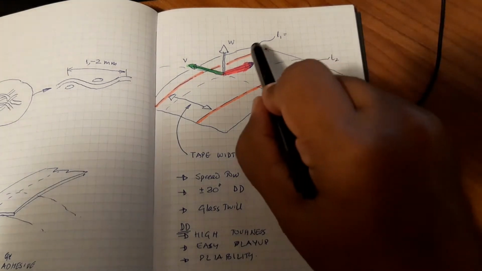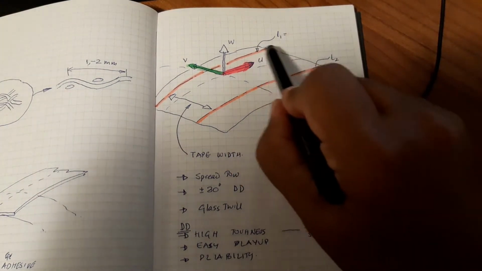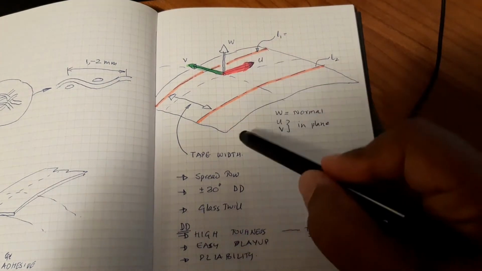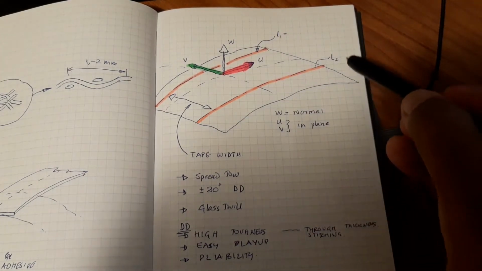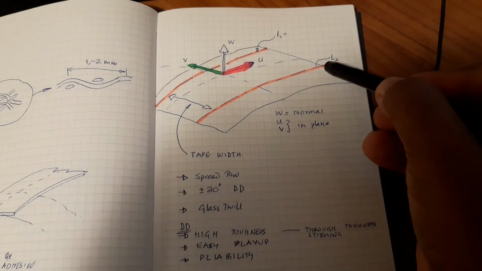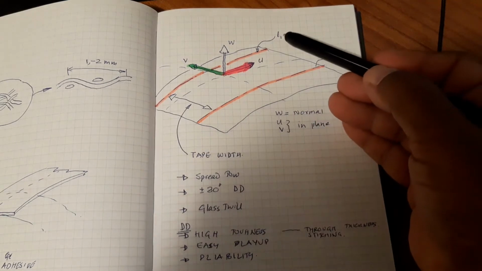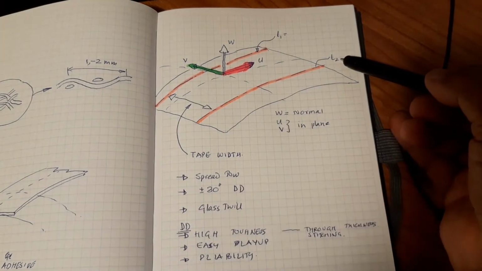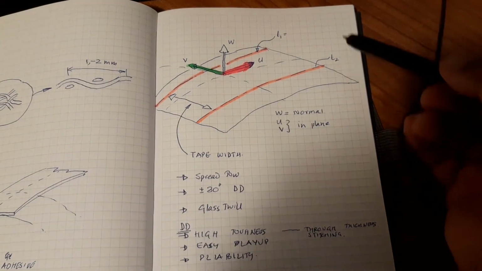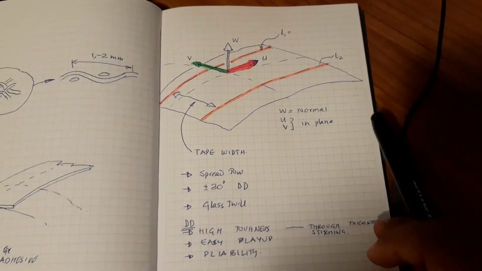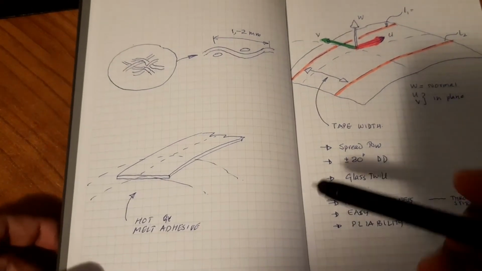However, if the surface is doubly contoured, so that means that it has a curve here as well as a curve here, what will happen is that this length, the edges, the extremities, these L1 and L2, will be different than the one in the center. And to demonstrate this, I'll show you what I mean.